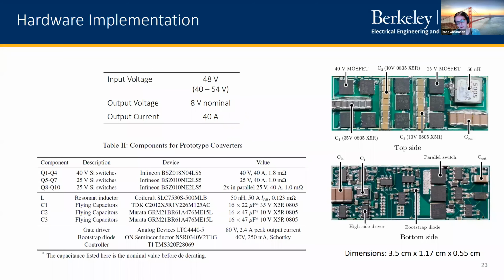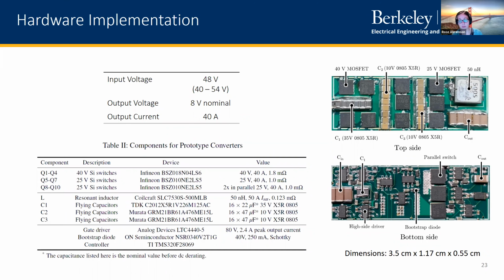Yes. Great. Okay, so this hardware implementation was built for a 48 volt nominal input voltage with an expected swing of around 40 to 54 volts. So we also did experimental testing at these other input voltages. The output voltage is nominally 8 volts, but again, this will vary in a fixed ratio with the input voltage. And the converter was tested up to 40 amps. We show the top side and bottom side picture of the power conversion area of this converter. And you can see that we're using several switches.